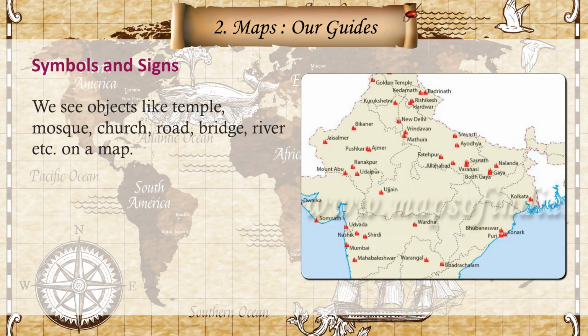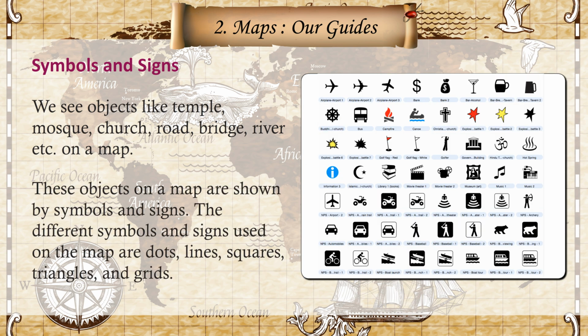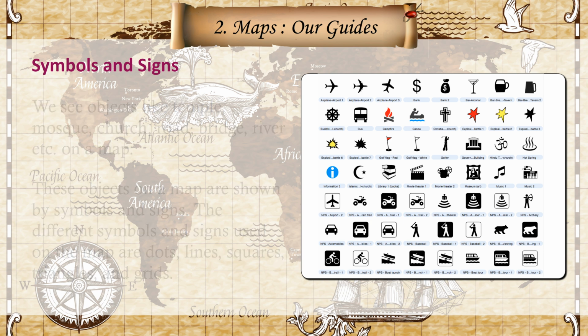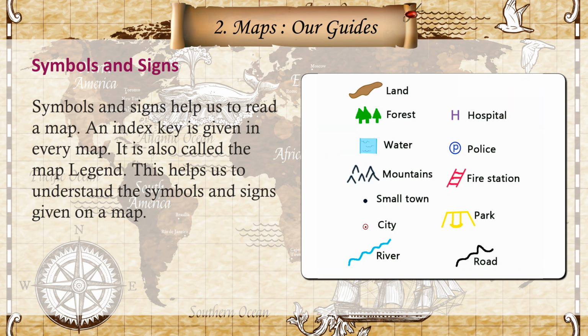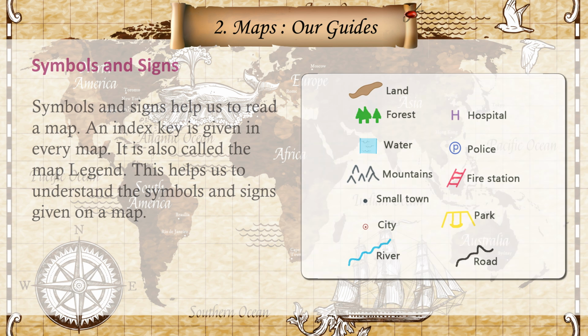Symbols and signs. We see objects like temple, mosque, church, road, bridge, river on a map. These objects on a map are shown by symbols and signs. The different symbols and signs used on the map are dots, lines, squares, triangles, and grids. Symbols and signs help us to read a map. An index key is given in every map. It is also called the map legend. This helps us to understand the symbols and signs given on a map.